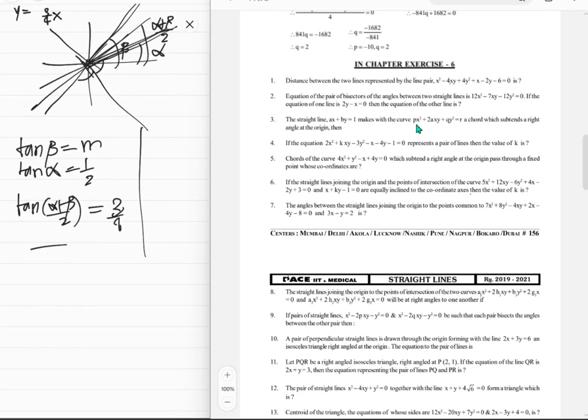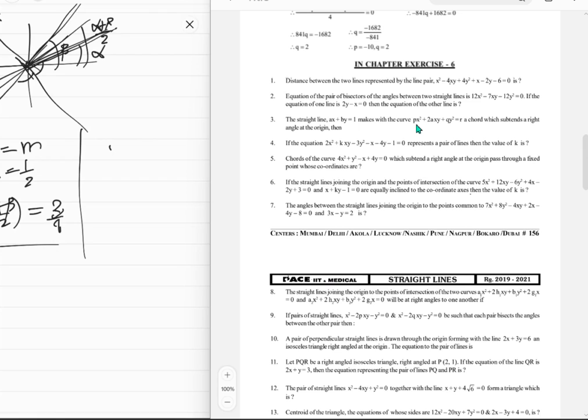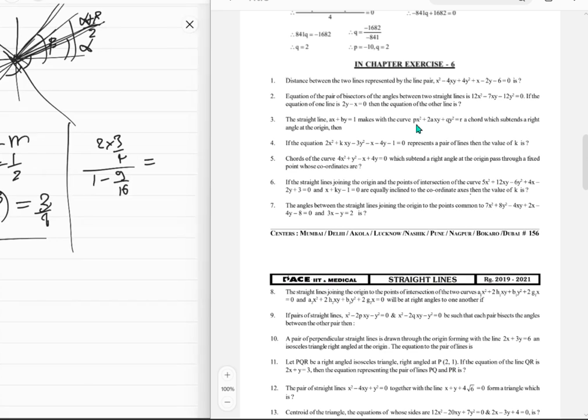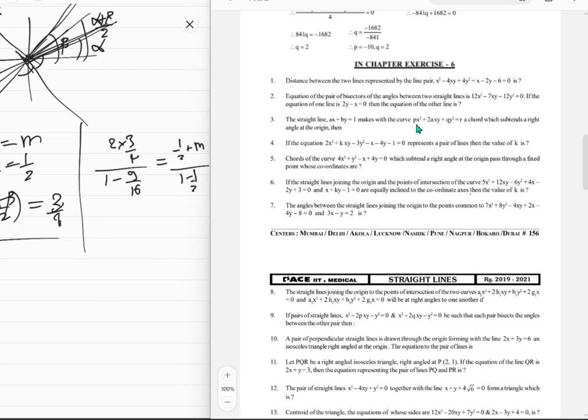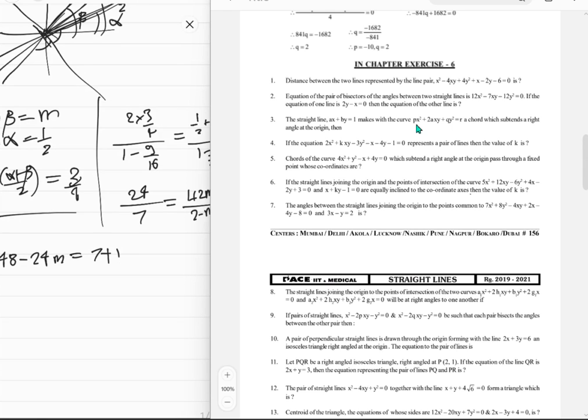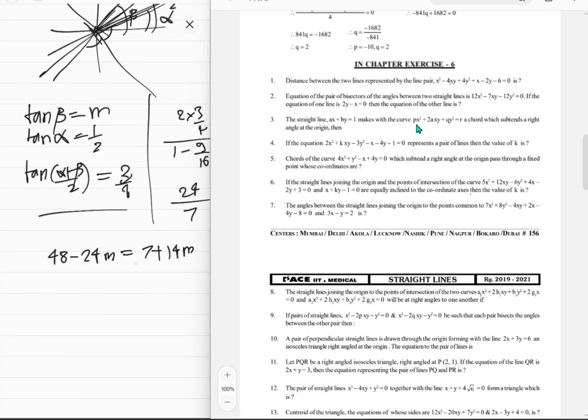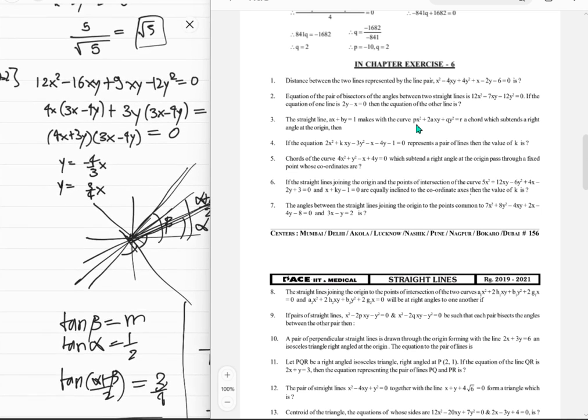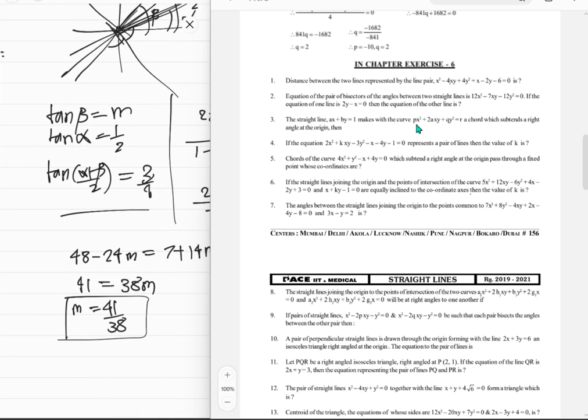So the tan of alpha plus beta from this value will be 2 times 3/4 upon 1 minus 9/16, and this is equal to tan of alpha plus beta from this value, which would be (1/2 plus m) upon (1 minus m/2). And that means 4 times 3 times 3 is 24, 24 upon 7 equal to (1 plus 2m) upon (2 minus m). 48 minus 24m equal to 7 plus 14m. 41 equal to 38m. m is 41 upon 38. And there we go. So the line that we are trying to find is y equal to 41/38 x.